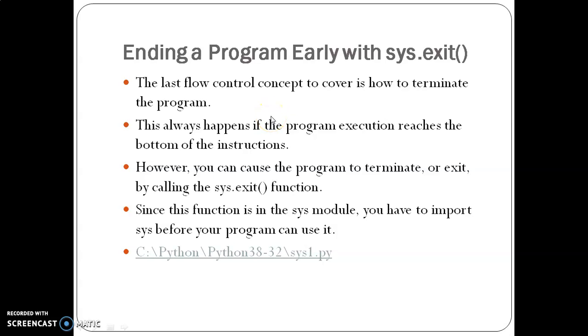So next type of program is ending a program early with sys.exit. So last flow control it is here. If you want to terminate a program, how to terminate before it ends. It always happens if the program execution reaches the bottom of the instructions. If you cause the program to terminate or exit by calling the sys.exit function, we can go for this particular way. Since this function is in the sys module, we have to import the sys module.